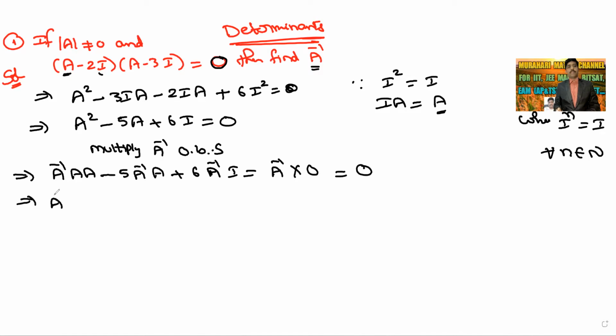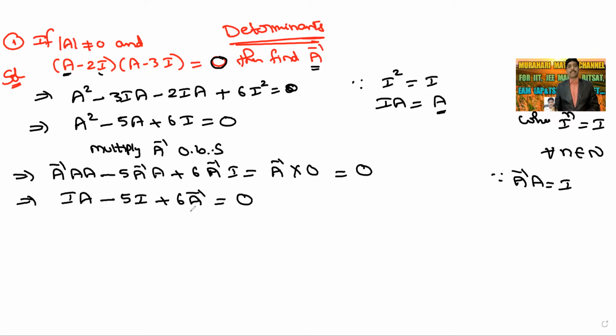So A inverse into A is equal to I. It is going to be I into A minus 5 into (A inverse into A, which is I), plus 6 into A inverse into I. It is going to be A inverse is equal to O.